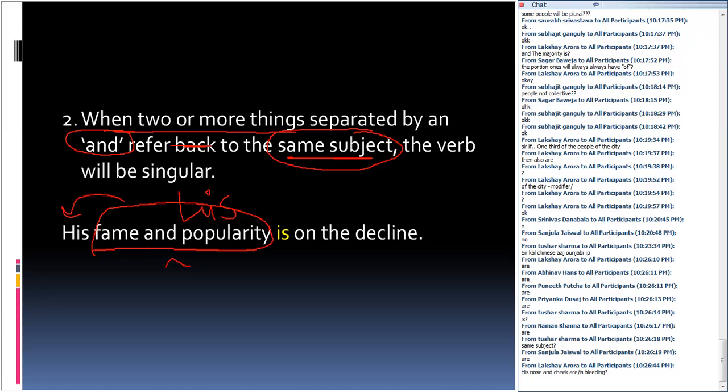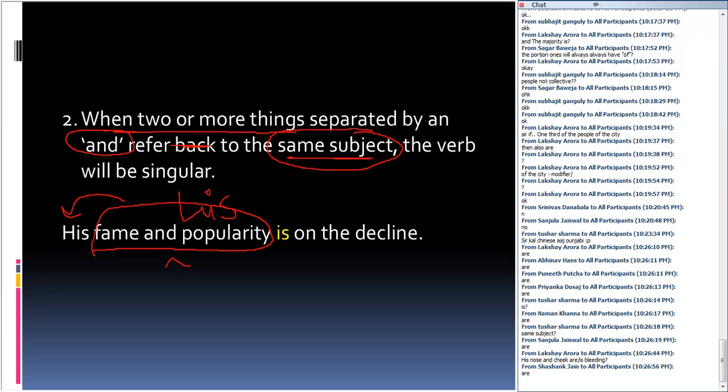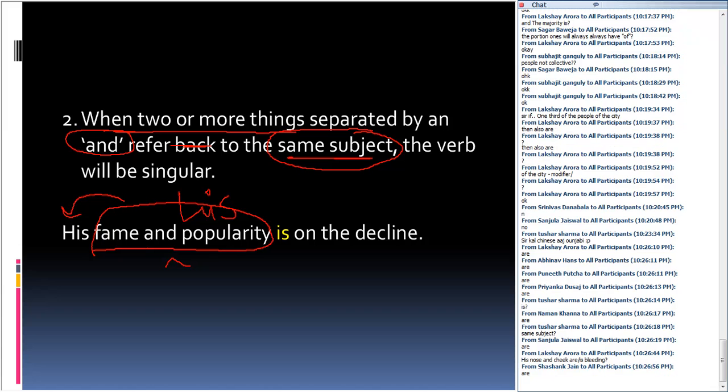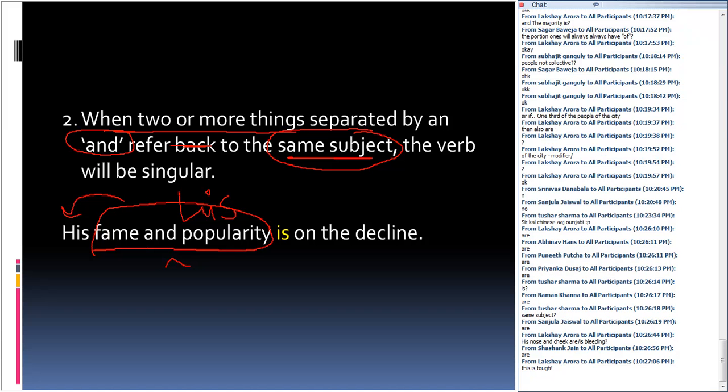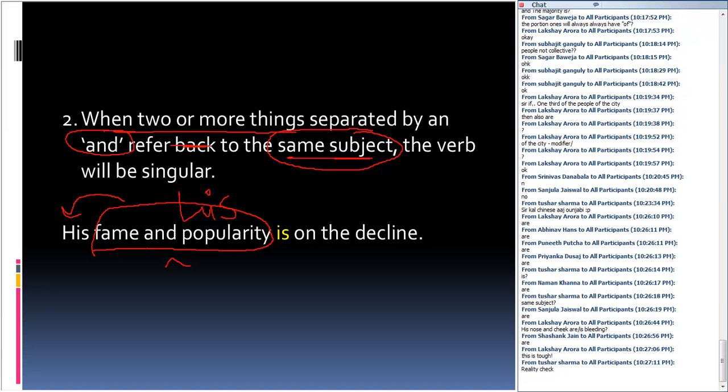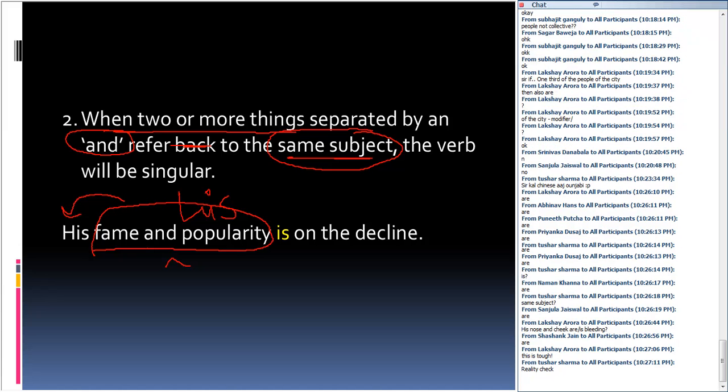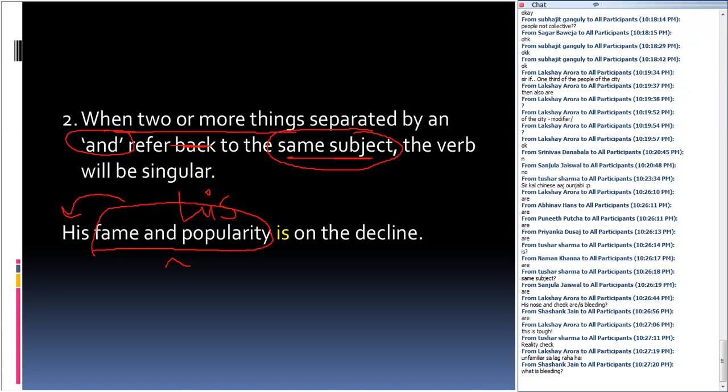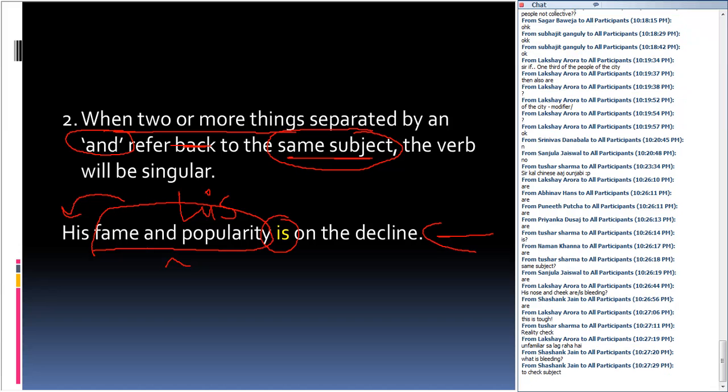His nose and cheek is bleeding. Are नहीं, is bleeding. This is tough. ये tough क्यों है? Nose and cheek दोनों एक ही का है ना? एक ही का. ये थोड़ा सा complicated है, because normally this rule is a little complicated, because normally we're in the habit of using a plural verb.